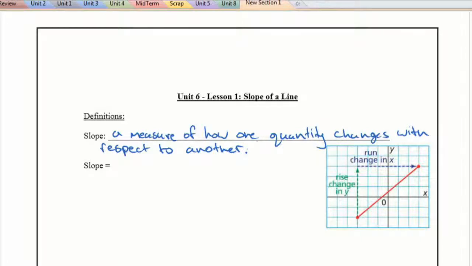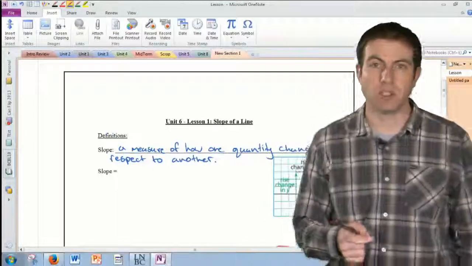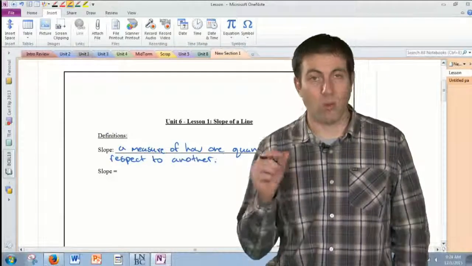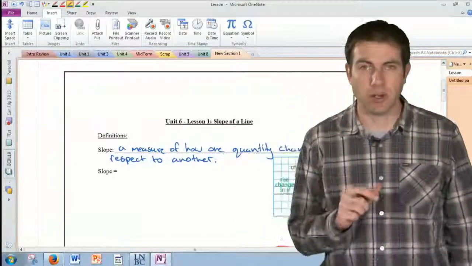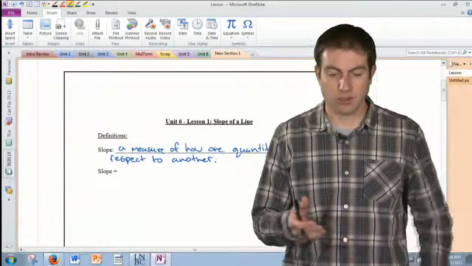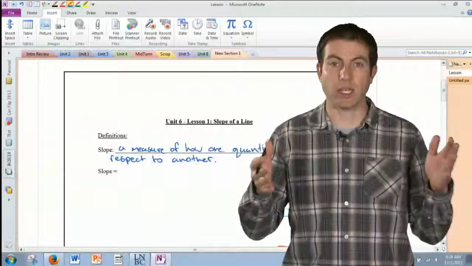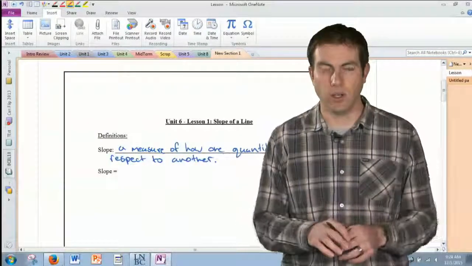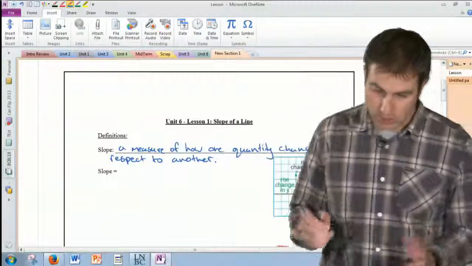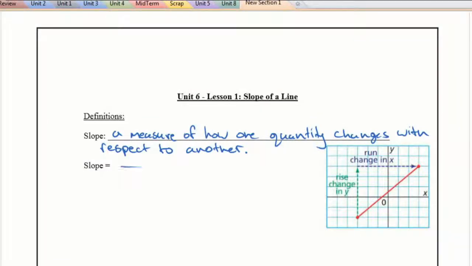One word that comes up a lot with slope is change. We talk about the change in the x-axis, the change in the y-axis, how one quantity is changing with respect to another. And change just means you start somewhere, you end somewhere. What was the change? What happened between your start and your end? So let's look at what slope can equal. The easiest way to think of it is rise over run. That's just what slope is.